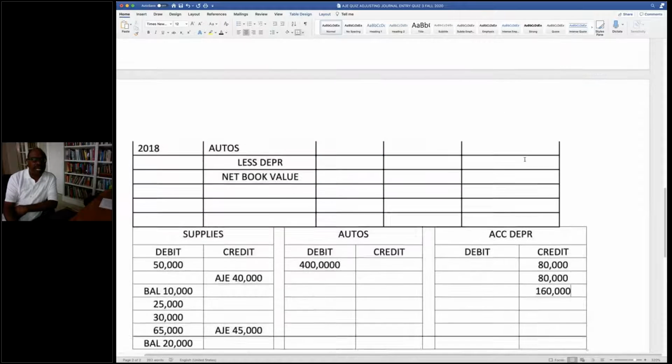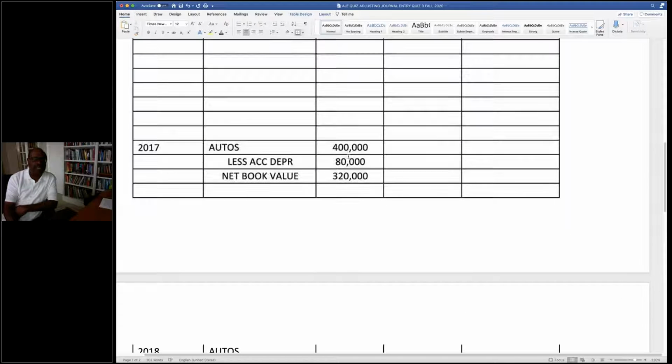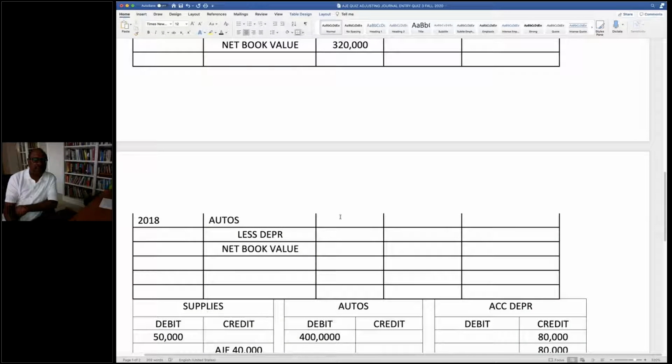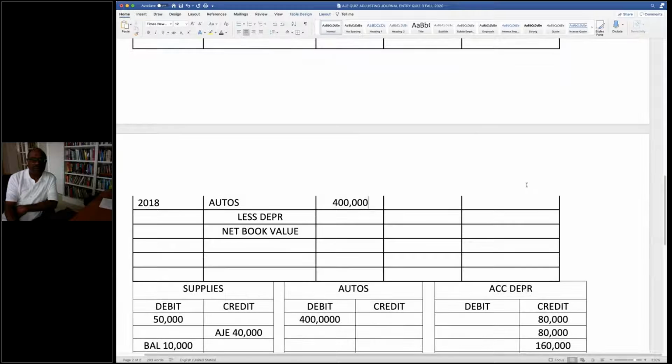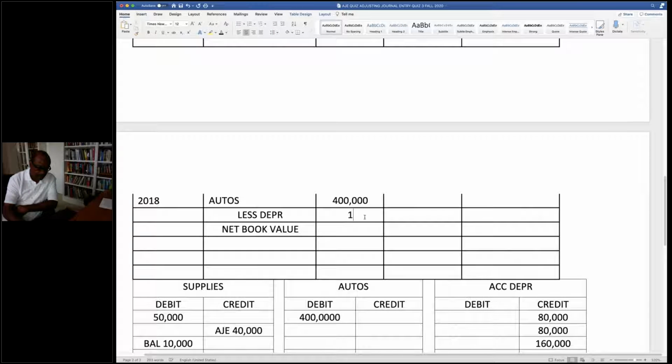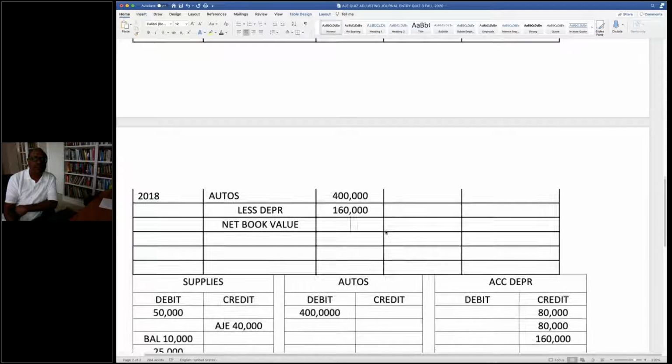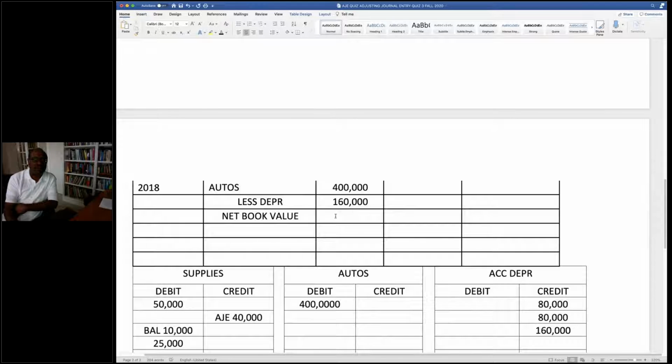So when we do the balance sheet presentation for year 2, instead of 400 minus 80, it becomes 400,000 minus what? The 160. The net book value becomes how much? $240. Any questions?